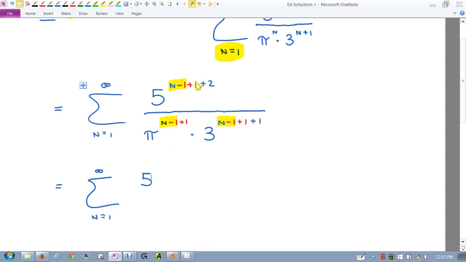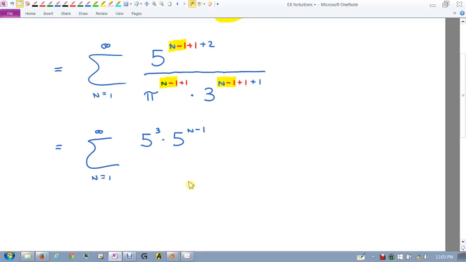What happens when I put the 1 and 2 together? I get 3, right? So I could write this as a 5 cubed times 5 to the n minus 1. Do you all agree with that? It's the same thing. And then on the bottom, let's do the same thing with the pi. I can write this as a pi times a pi to the n minus 1. And then times, what about the 3? How can I write that? 3 squared times 3 to the n minus 1.